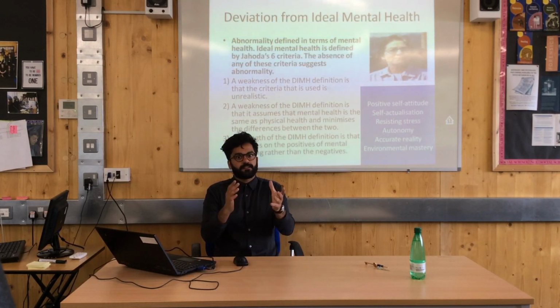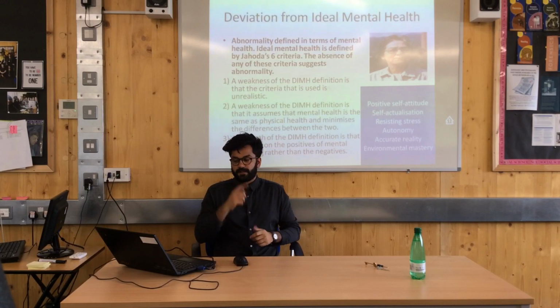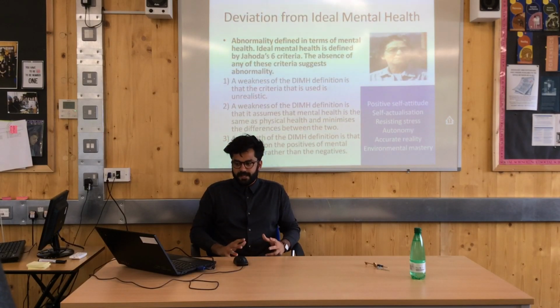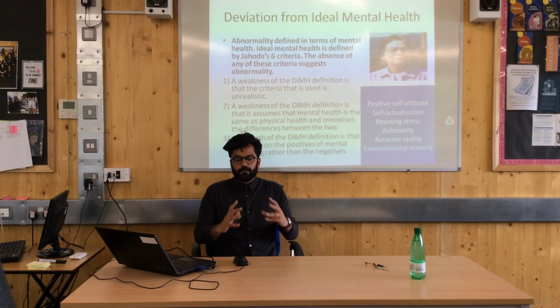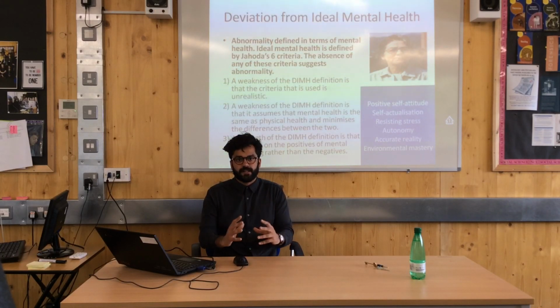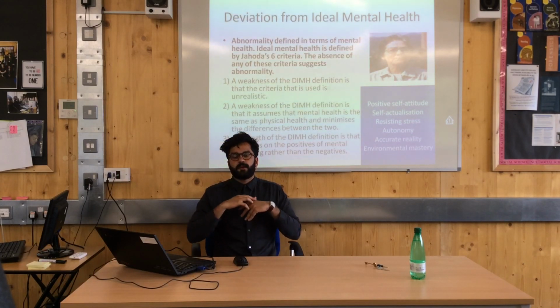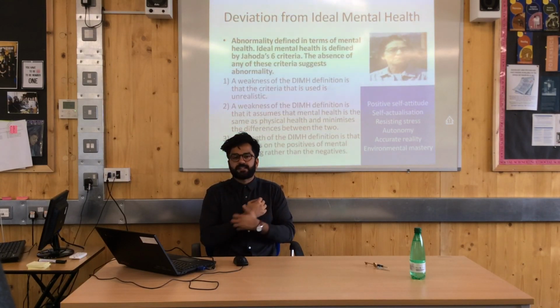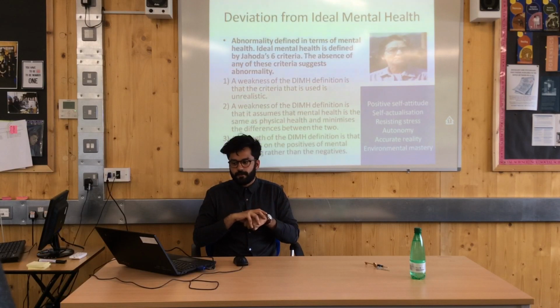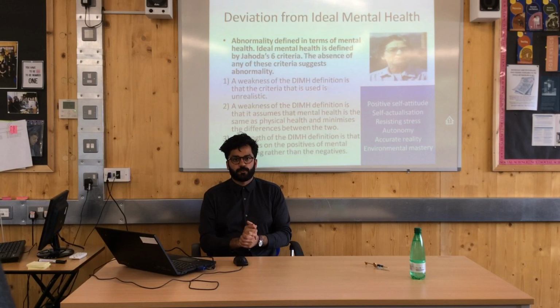The third definition is deviation from ideal mental health. Now, abnormality is defined in terms of mental health through this definition. So, ideal mental health is defined by Jahoda's 6 criteria. Those 6 criteria are positive self-attitude, the ability to self-actualize, resisting stress, being autonomous, having an accurate perception of reality, and being a master of your environment. The absence of any of these criteria suggests that you are abnormal.